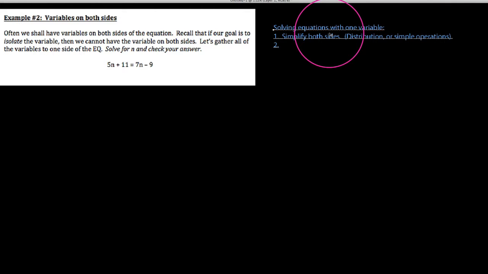The next thing we want to do is get all unknowns that we're solving for on the same side. Once we get all the unknowns on the same side, next we are going to eliminate anything that is not the thing that we're solving for. Essentially, use inverse properties. When we talk about using inverse properties, we're talking about using addition to undo subtraction, or division to undo multiplication.